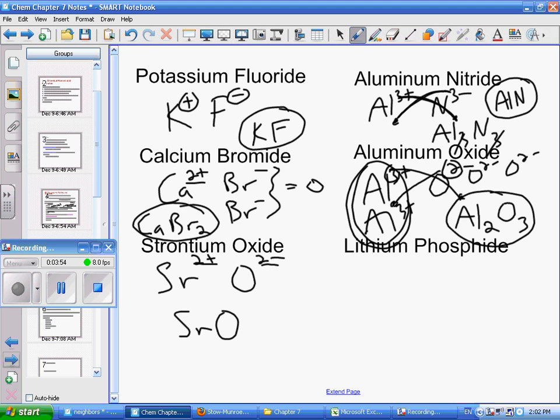I have 2 Als here, like right there, and I have 3 oxides here, like I do there. So either way works. Whatever way is more comfortable for you, make sure you use.